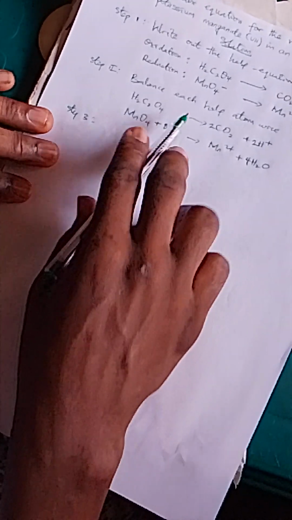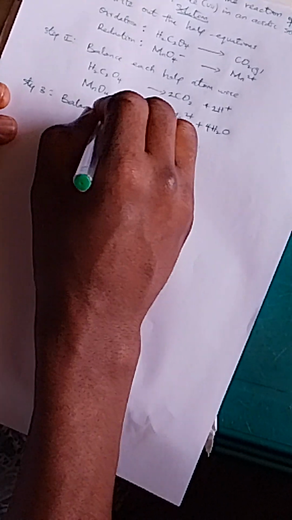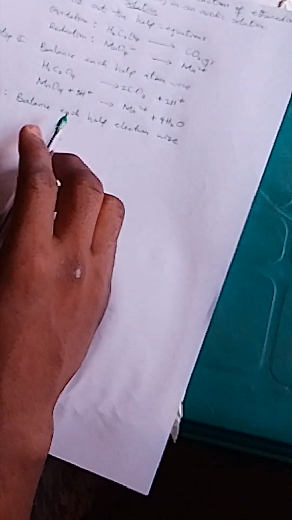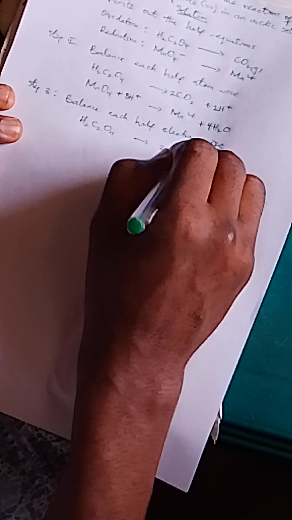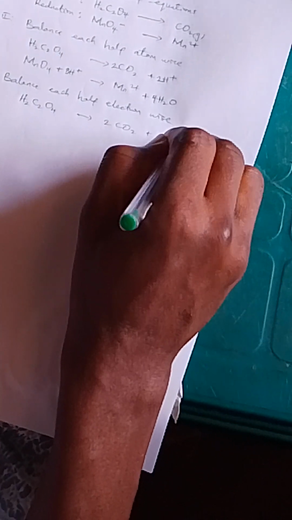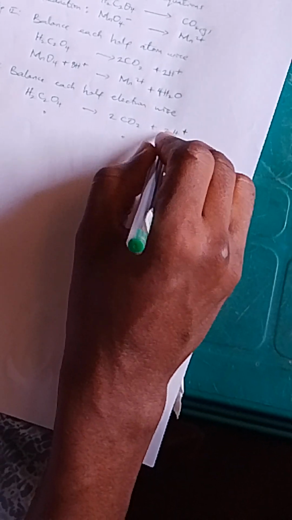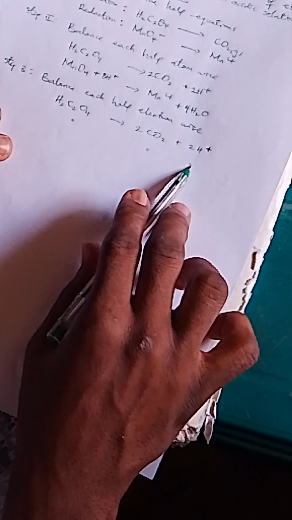Step 3 is for me to balance each half electron wise. So balancing electron wise, consider the oxidation state. It's the oxidation state that will help you to balance electron wise. Alright, so let's go. This first half, oxidation state here is 0. Oxidation state of here is 0. Oxidation state here is plus 1 times 2. That means on this left side we have 0. On this right side we have plus 2.